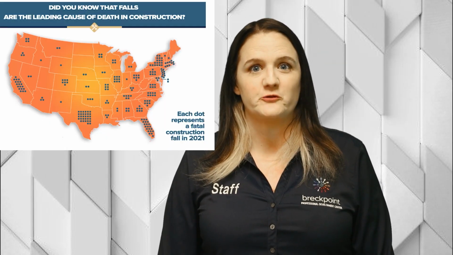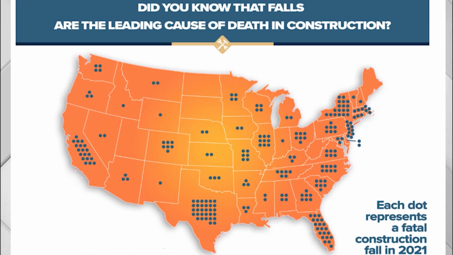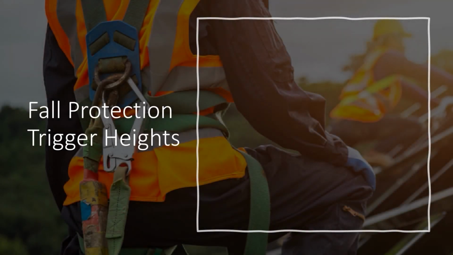Falls in construction frequently involve slippery, cluttered, or unstable working surfaces, unprotected edges, floor or wall openings, unsafely positioned ladders, and misuse of fall protection. Let's review some helpful safety information that all employers should follow when it comes to protecting employees from falls. Fall protection trigger heights must always be observed.